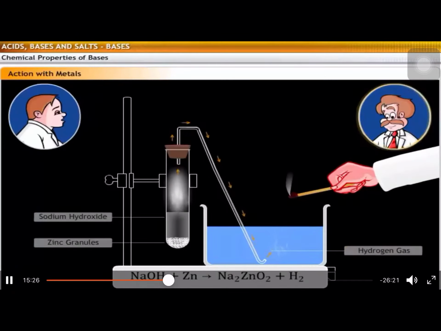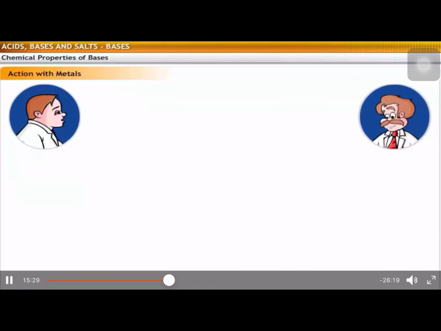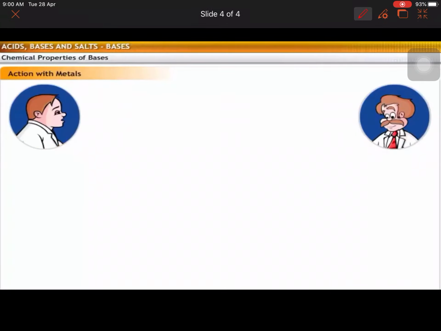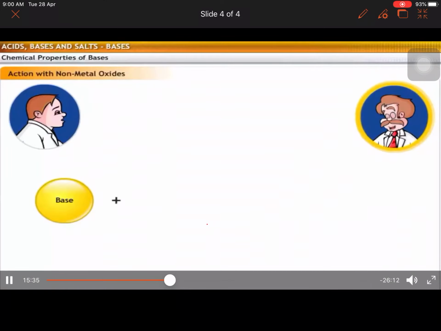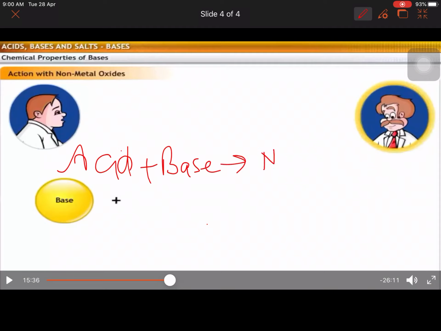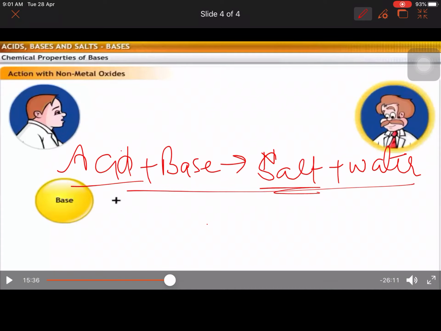Hydrogen gas. What's next? Bases react with non-metallic oxides. First, let's recall neutralization. When acid and base react, what do they give? Salt plus water, and this reaction is called a neutralization reaction.